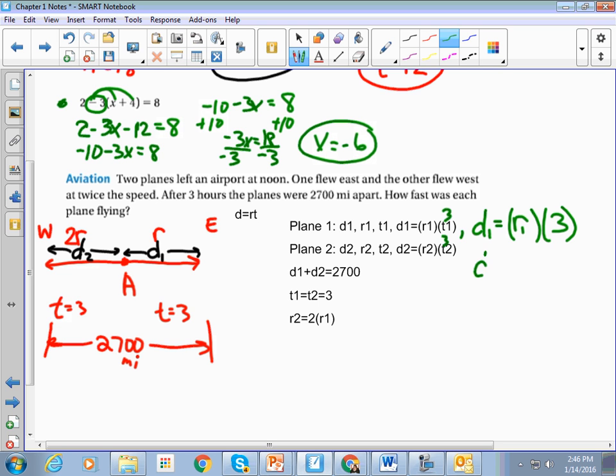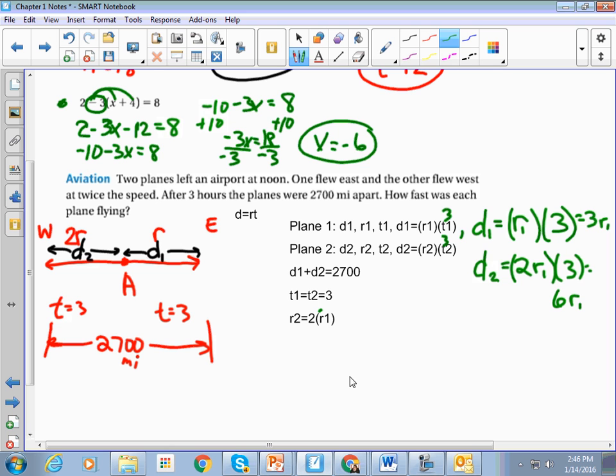And our D2 is equal to our rate 2, which is 2 times rate 1, times 3. So D1 equals 3R1, and D2 equals 3 times 2, which is 6R1.